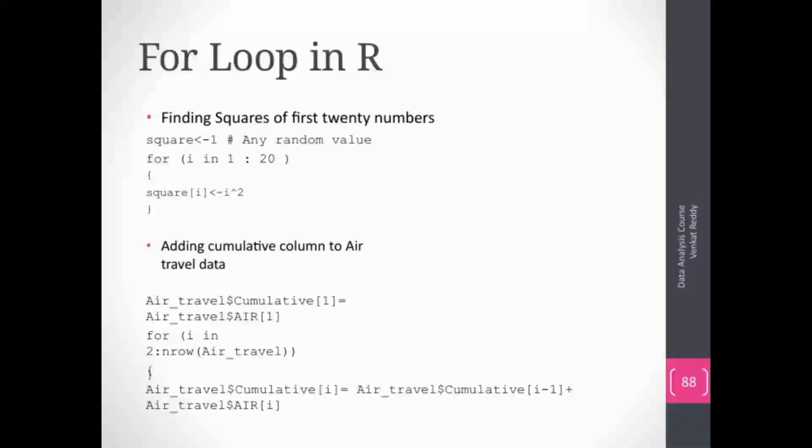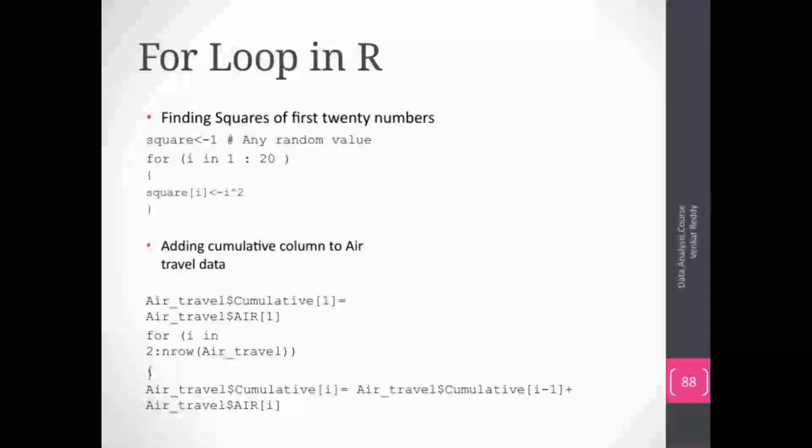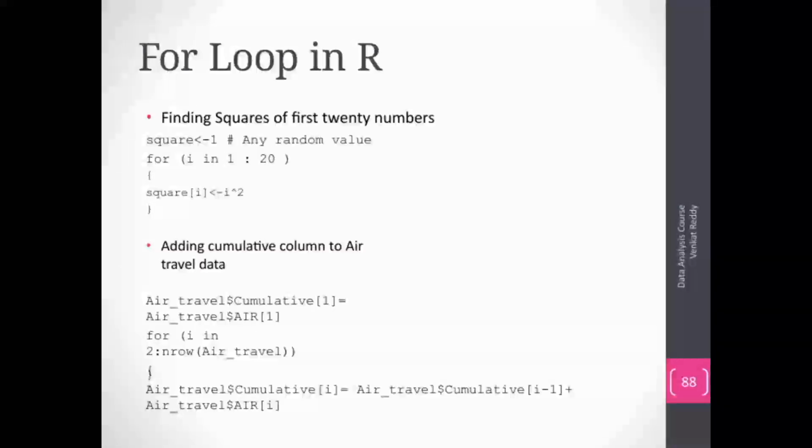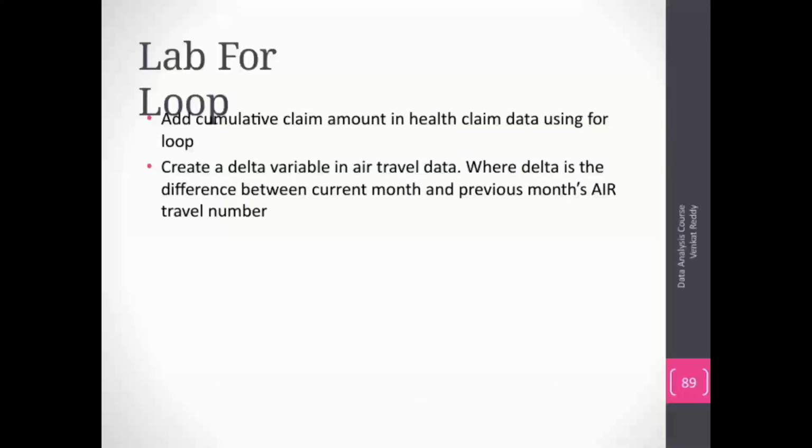Next, we'll create a delta variable in air travel data. This delta represents the difference between the current month's air travel number and the previous month's number. Calculating this difference allows us to see month-to-month changes, highlighting patterns or anomalies in travel behavior. Throughout this lab, the focus is on how for loops can simplify repetitive tasks in data processing. By automating calculations like cumulative sums and differences, we make our analysis more efficient and accurate.